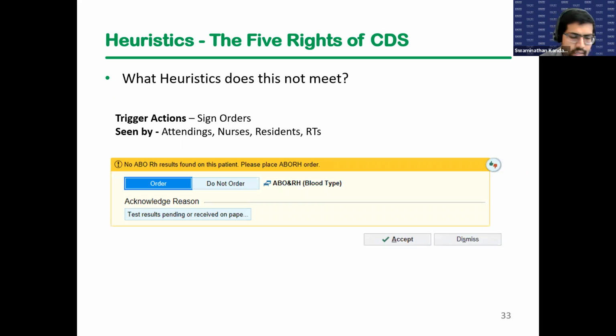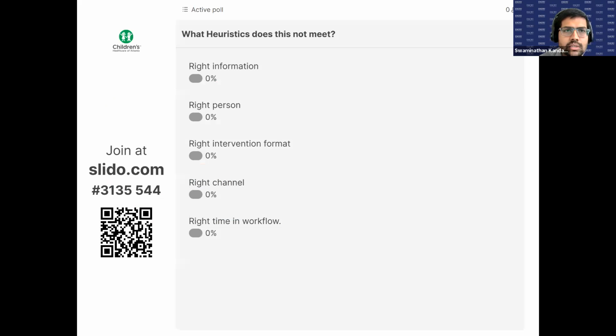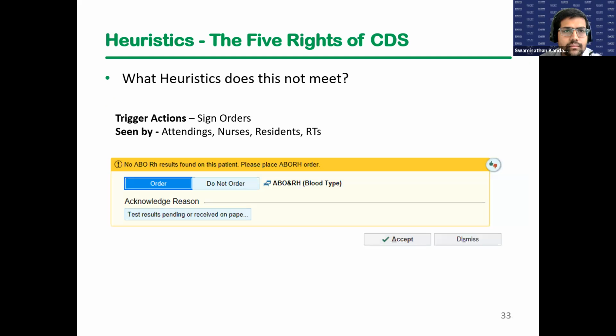So here is an example alert. What heuristics do you think this does not meet? I'll put this one here.